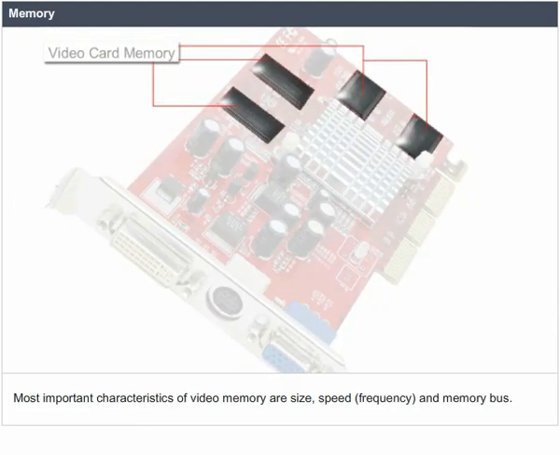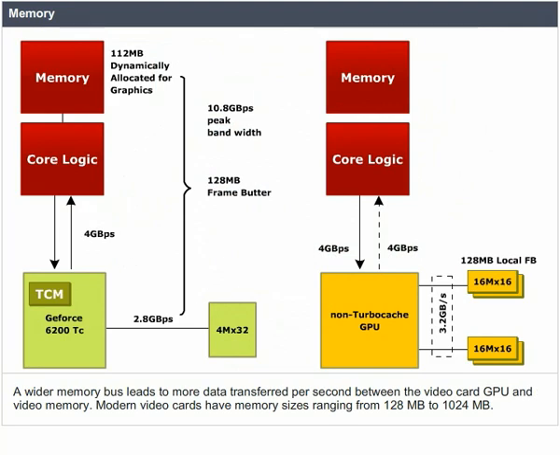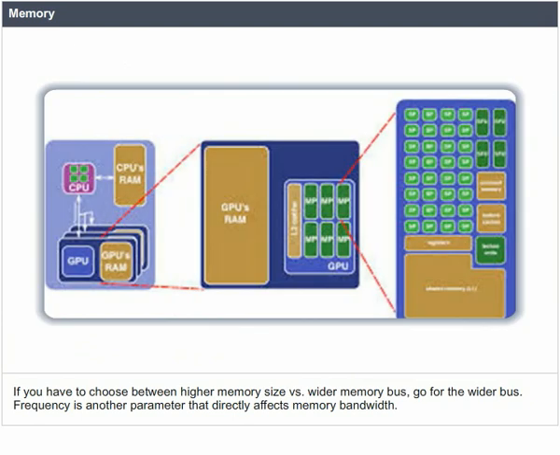Memory. The most important characteristics of video memory are size, speed or frequency, and memory bus. A wider memory bus leads to more data transferred per second between the video card GPU and video memory. Modern video cards have memory sizes ranging from 128 MB to 1024 MB. If you have to choose between higher memory size versus wider memory bus, go for the wider bus.